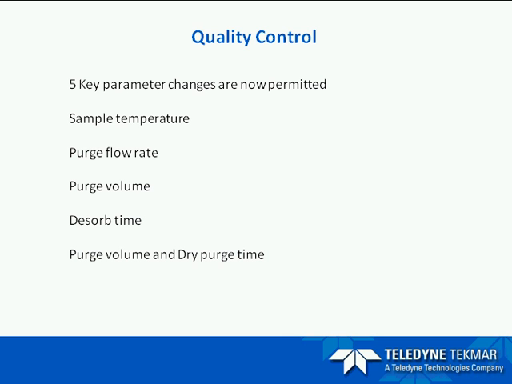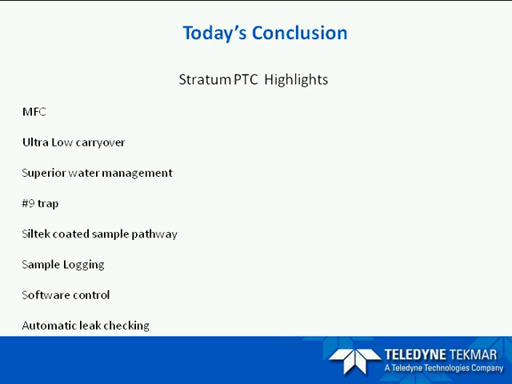Now, these include sample temperature, again, achievable through use of our sample heater. The purge flow rate can be varied, which can be adjusted by use of our mass flow controller, and maximizing your sample potential by varying that purge volume, as well as your desorb time and your dry purge parameters, are going to be so helpful.